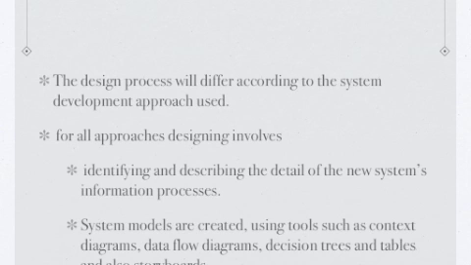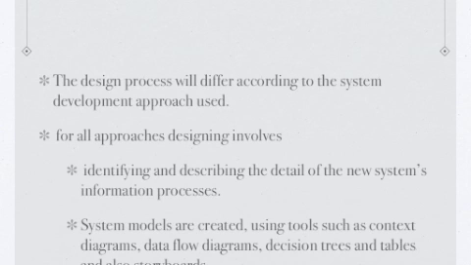For example, for the Agile method, you're probably not going to get to sit down and do a formal context diagram or data flow diagram. But for all of the approaches, somehow you need to identify and describe the detail of the new system's information processes. So you have to figure out how the system is going to collect information, how it's going to organise, analyse, store, and all the way down through to how the system is going to display information.